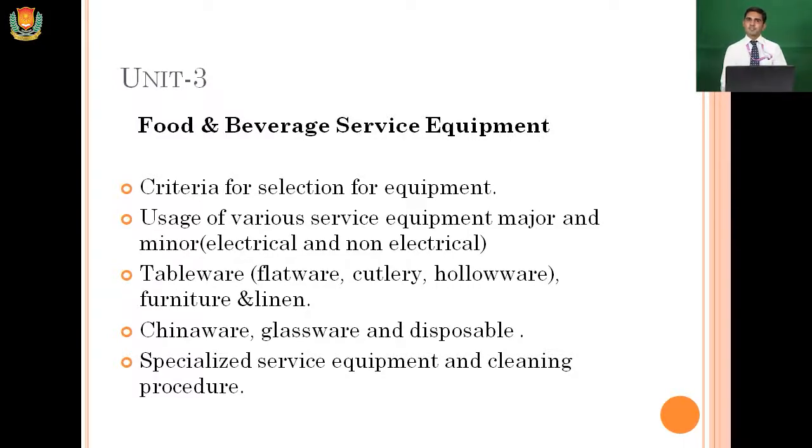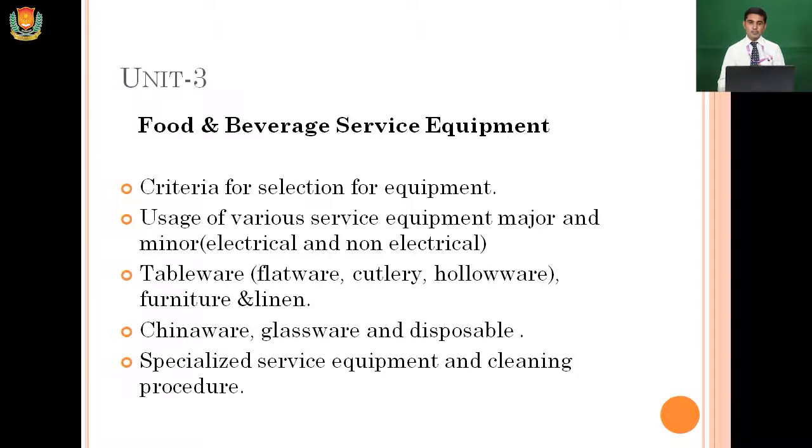So which type of furniture we are using in our restaurants, coffee shops and bar, which type of linen we are using, what is the sizes of linen, everything we are going to tell you. Then the fourth subtopic is chinaware, glassware and disposables. What is the role of that and where we are using this and what is the sizes of that, we are going to tell you.